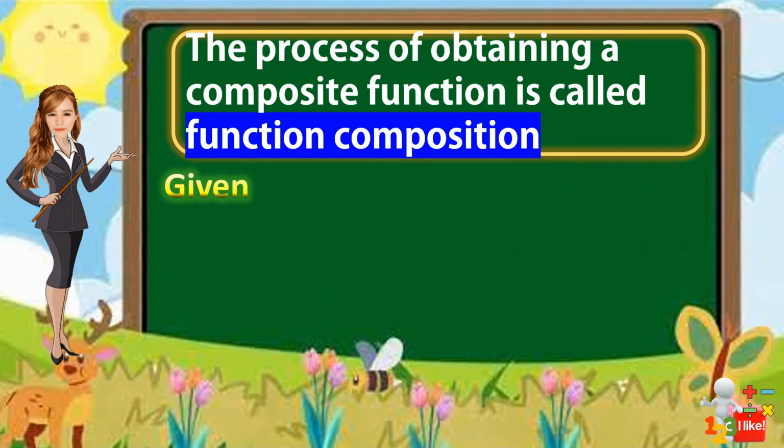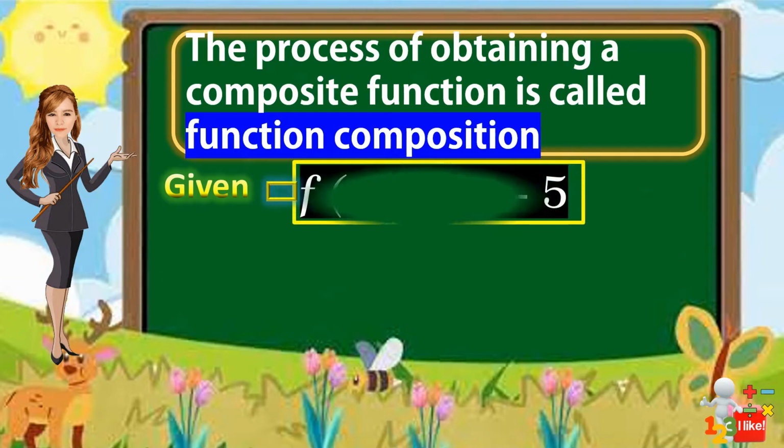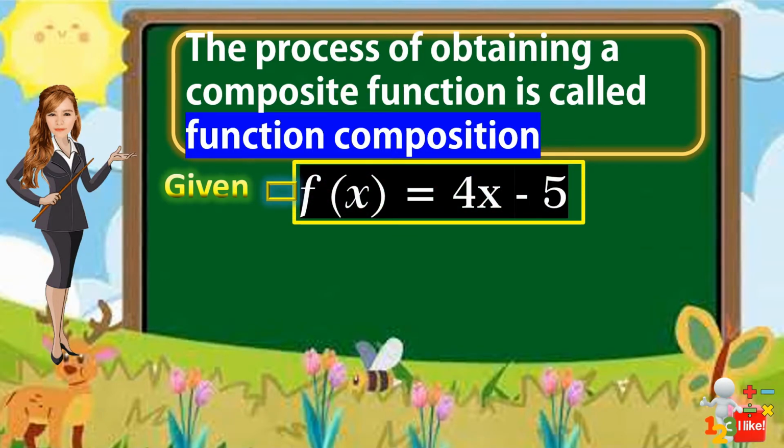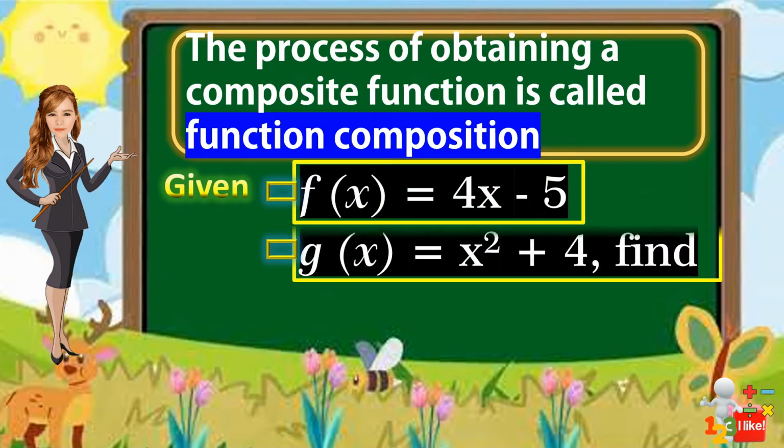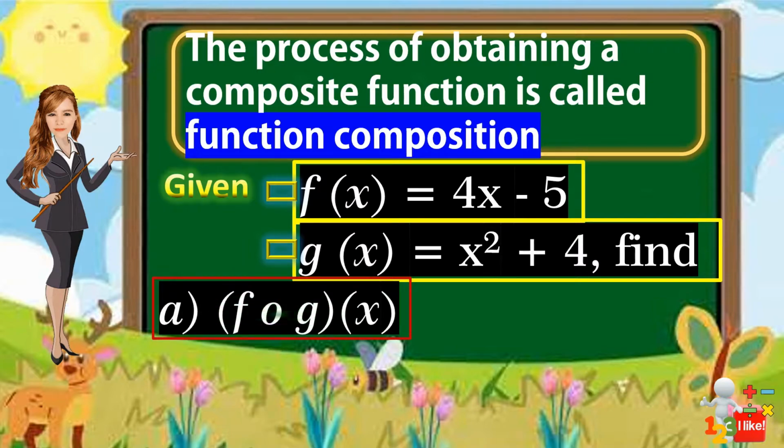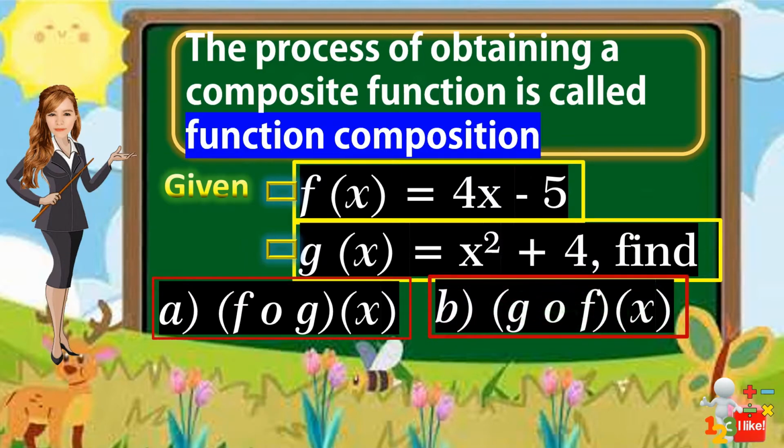Given example: f of x is equal to 4x minus 5, g of x is equal to x squared plus 4. You need to find A, f composed with g of x, and B, g composed with f of x.